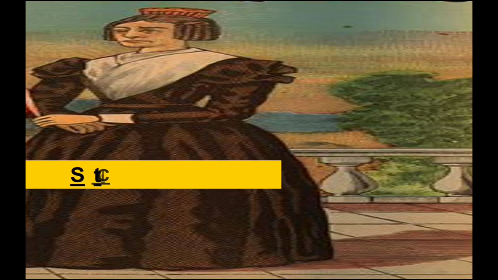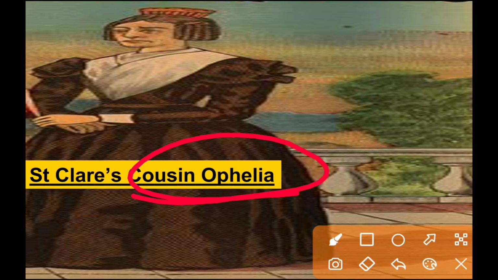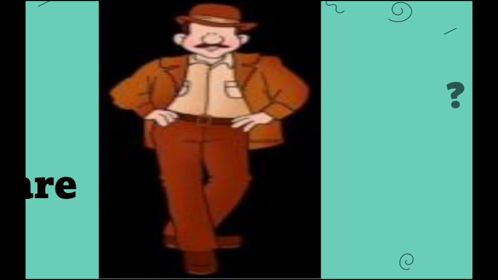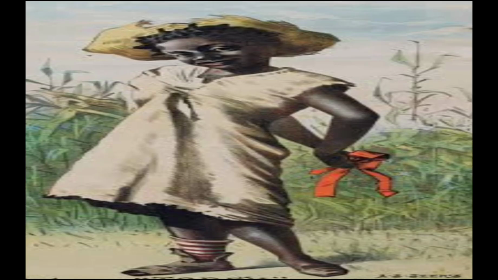In New Orleans, St. Clair's cousin, whose name is Ophelia, opposes slavery as an institution but is deeply prejudiced against blacks. Then, this particular man, whose name is St. Clair, feels no hostility against blacks but tolerates slavery because he feels powerless to change it.